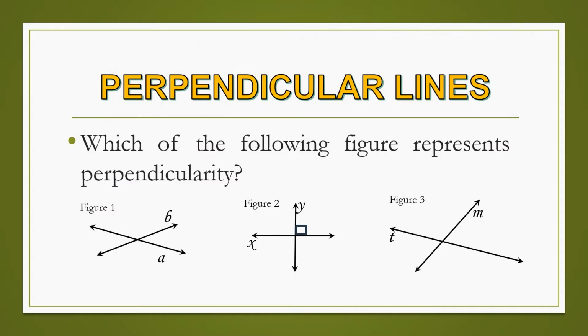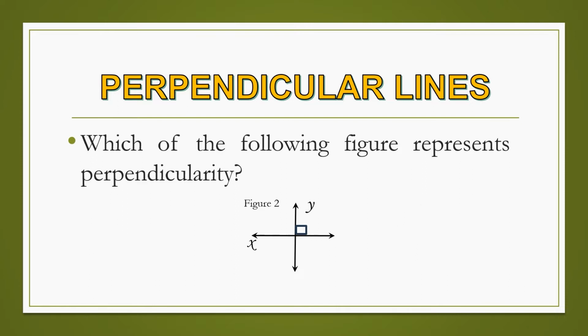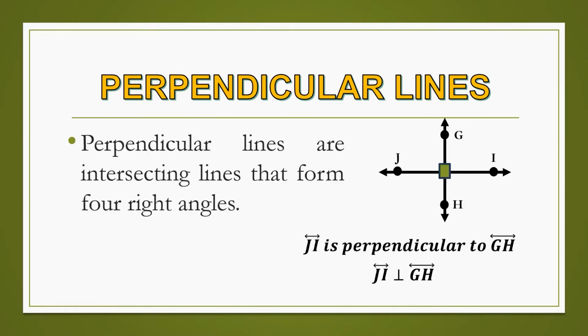Are you familiar with perpendicular lines? So which of the following figure represents perpendicularity? Yes, you are right. Figure 2 represents perpendicularity. But why? Because when we say perpendicular lines, these are intersecting lines that form four right angles. In the figure, line JI is perpendicular to line GH.